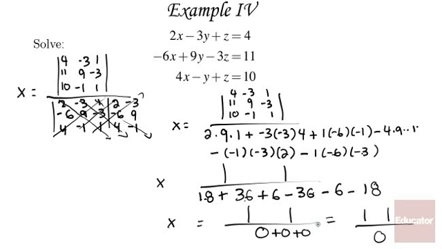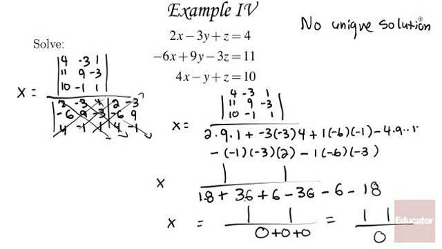Since that is not defined, what I've ended up with is a situation where Cramer's rule does not work. It doesn't mean that there's not necessarily a solution to the system of equations, but it means there's no unique solution. It may be that there's an infinite number of solutions. It's a dependent system. It may mean that there is no solution. But I can't go any farther, and I can't use Cramer's rule in this situation.